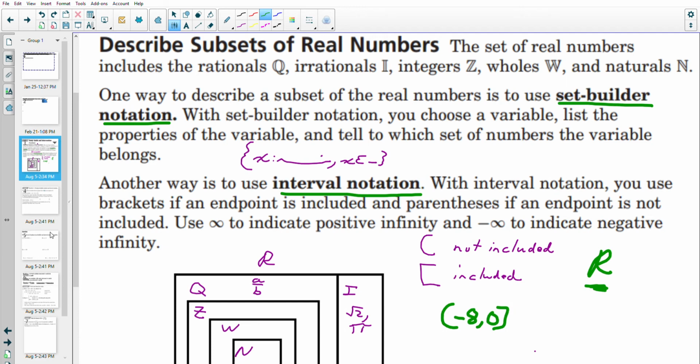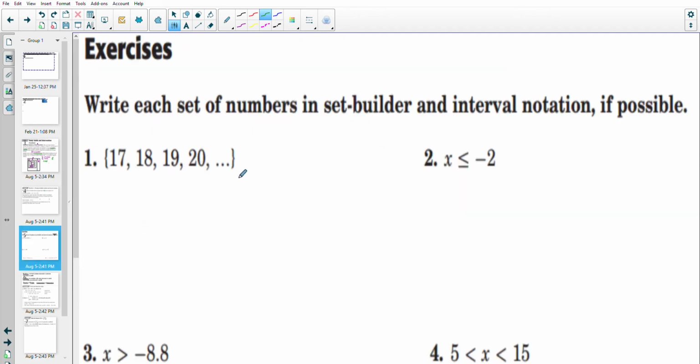Important to know. Then I'd like to do some examples on working with either set builder notation or interval notation. Some are easier to write than others. This one, because it's not all real numbers, has to be written as set builder notation. So for example, here you're going to have all x's such that x is greater than or equal to 17, where x is an element of all integers. Or you could even have whole numbers or natural numbers here.